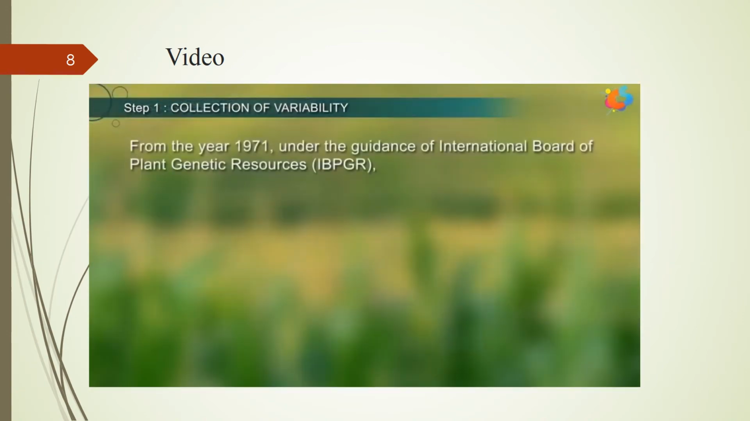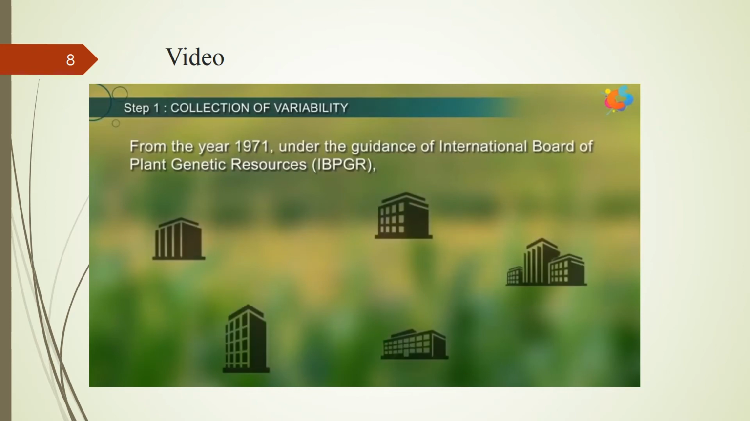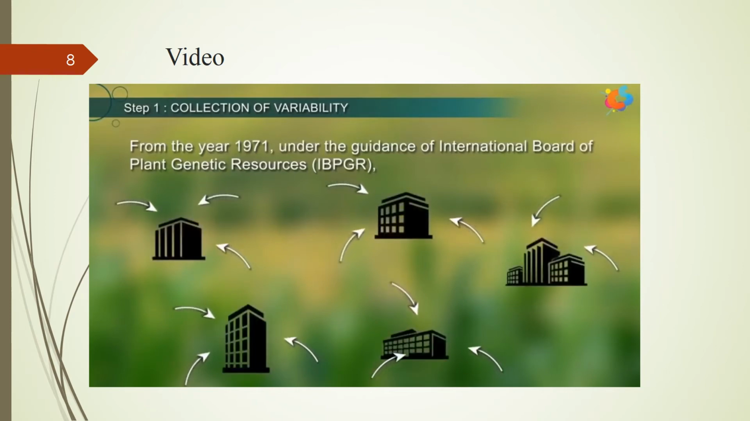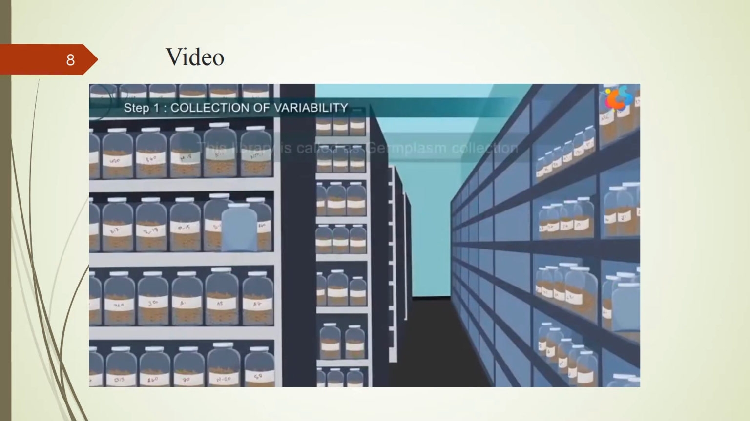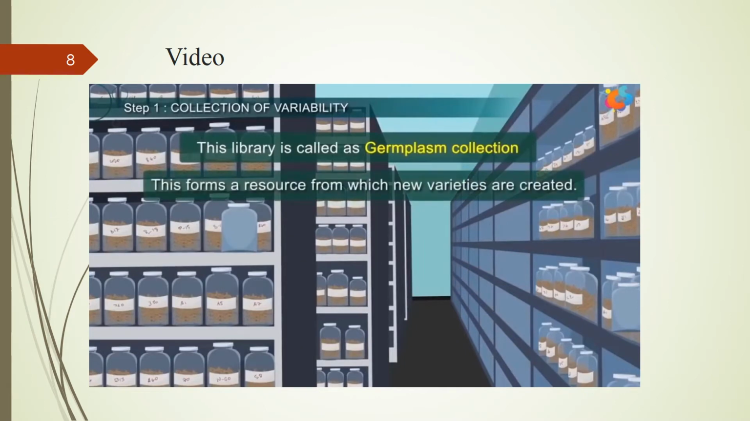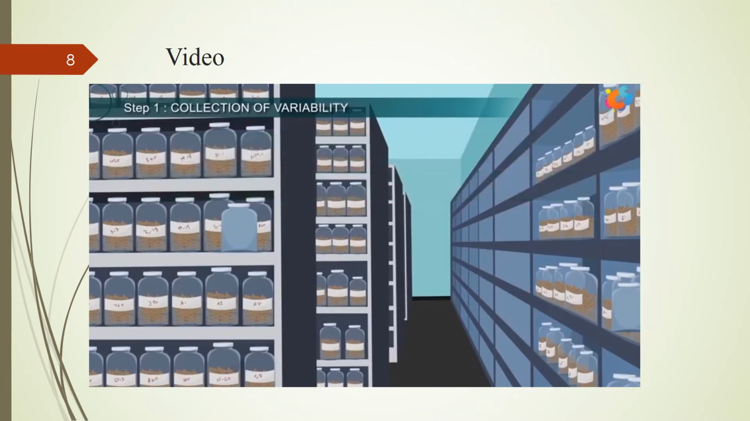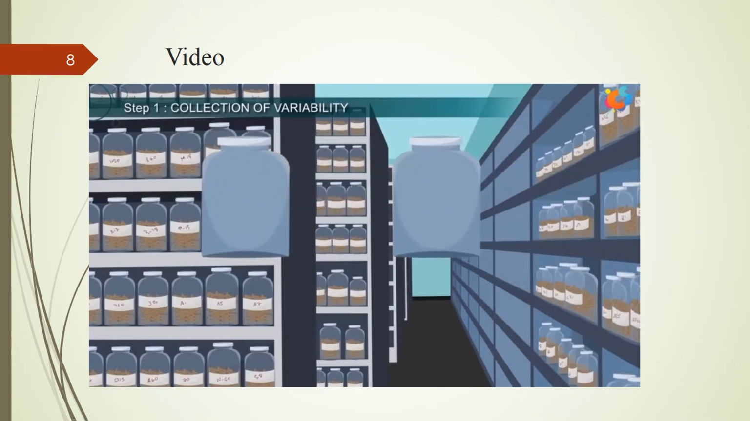From the year 1971, under the guidance of the International Board of Plant Genetic Resources, IBPGR, several institutes have started collecting all the naturally available plants and seeds, having all diverse alleles for all genes in a given crop, from different geographic locations on this planet, and made a library out of it. This library is called germplasm collection. This forms a resource from which new varieties are created. Currently, most of the crops have germplasm with more than 100 varieties. Due to availability of vast germplasm, any breeder can now easily manipulate different combinations of alleles in order to create a superior plant.